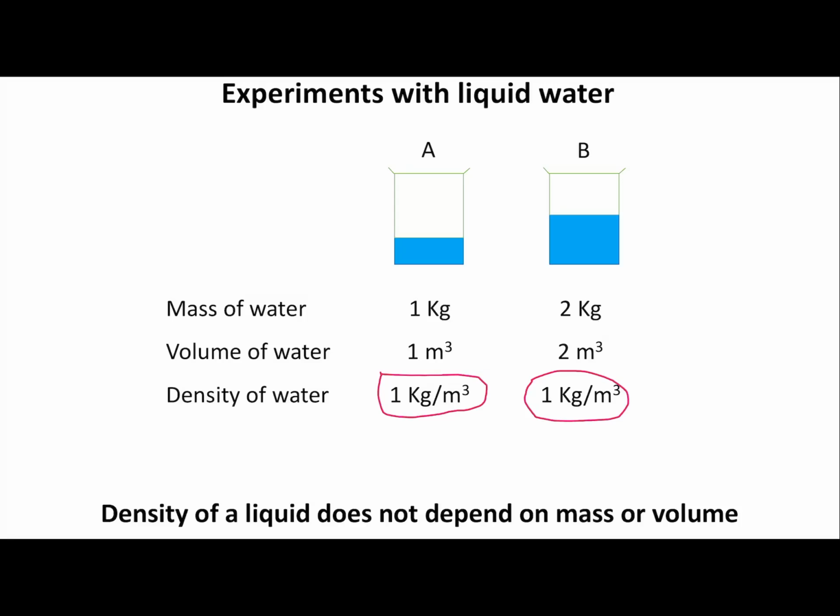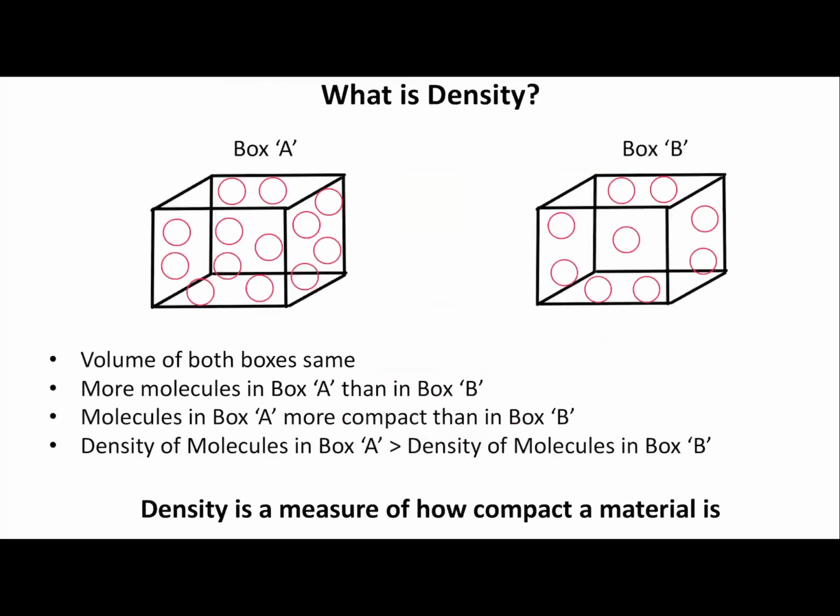That is, you double the mass of water, volume doubles too. Hence, density of water, which is given by the ratio of mass to volume, remains unchanged. This conclusion is generally true for other liquids as well. So, what does the density of liquid depend on? Before attempting to answer this question, we will first understand what is density.